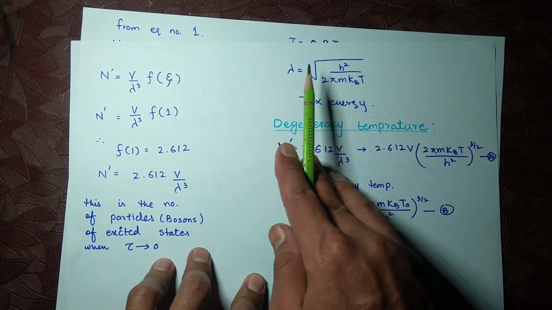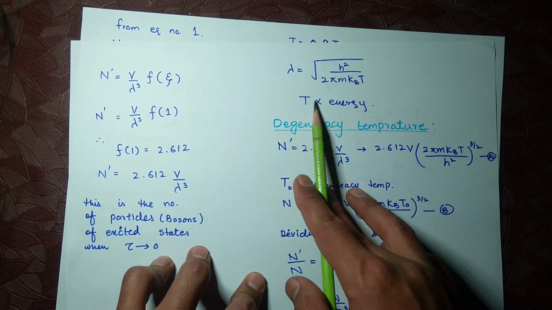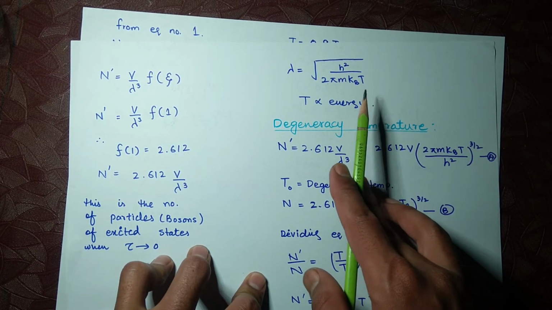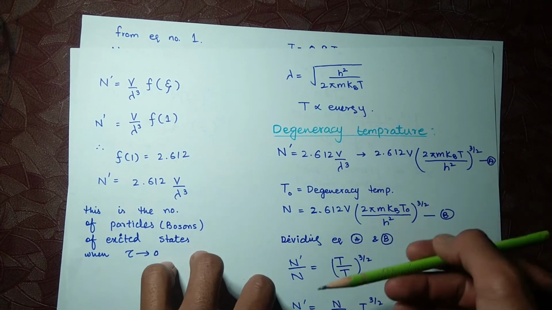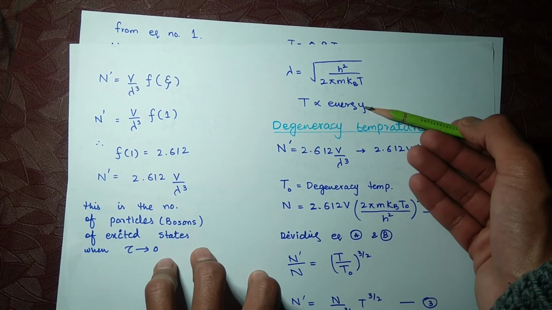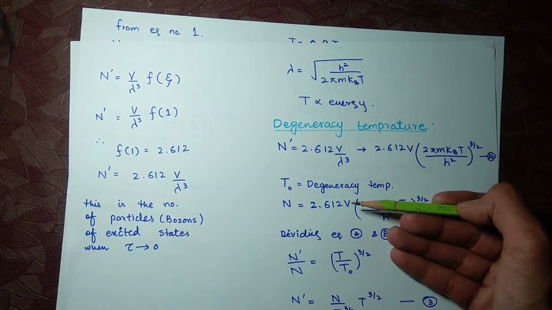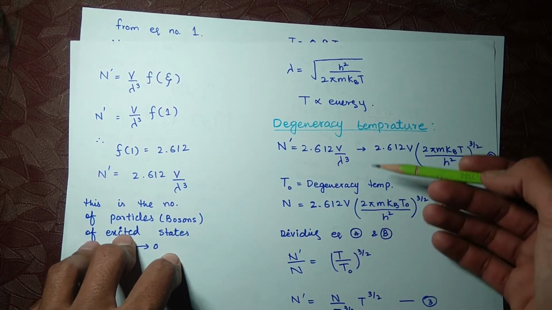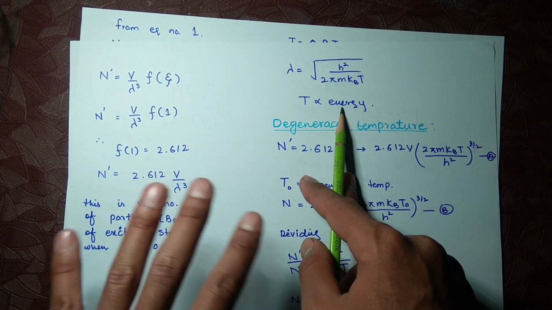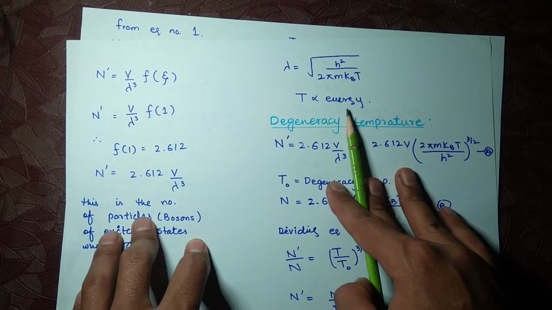We have calculated this value of lambda, and we know that temperature has a direct relation with energy. I've shown you in the animation that when you increase temperature, the kinetic energy increases and the randomness increases. When you decrease the temperature, the kinetic energy decreases. So we can simply say that T is directly proportional to E.